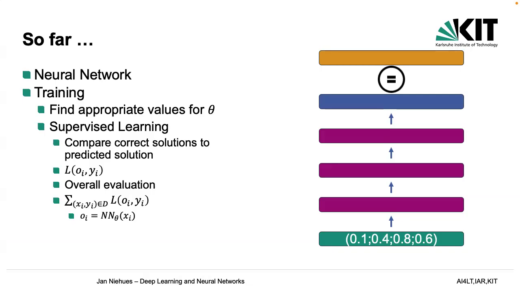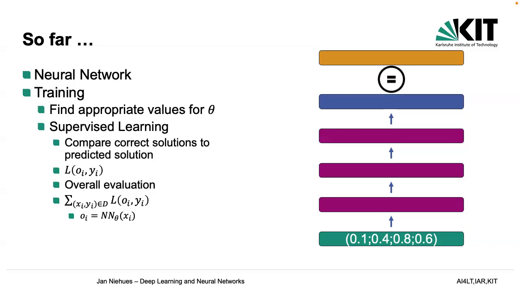And then we typically do this not with one example, but over all our training examples. So you see here, the overall evaluation is that we sum over all our training examples, xi and yi, and we sum up the loss, which is calculated between oi, the output, and yi. oi is calculated by taking the network and inputting the input there, and comparing our output to our yi. So in this case, each example is treated the same way.